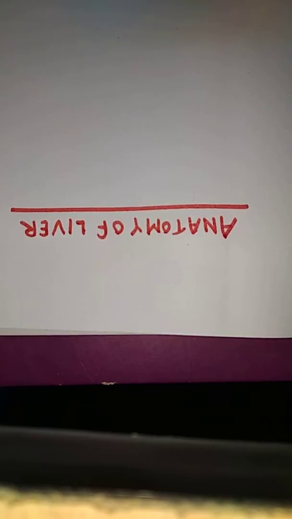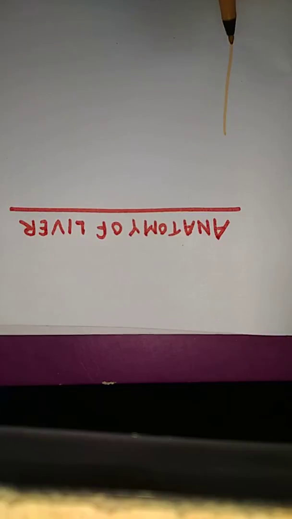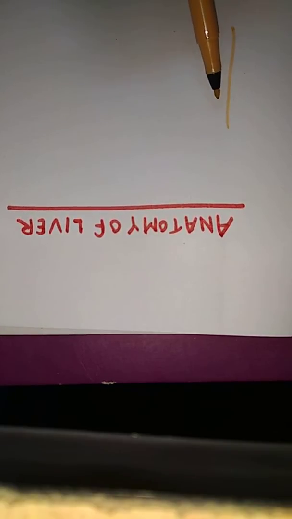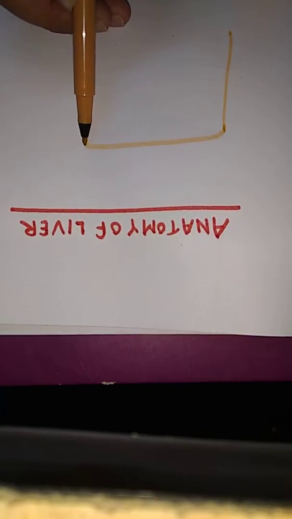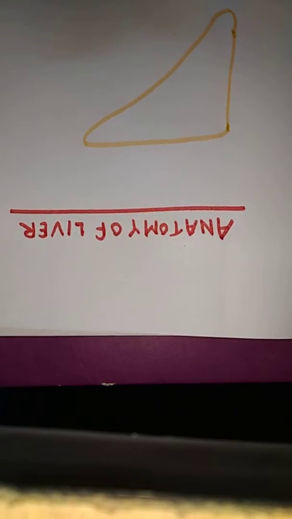Hello everyone. Today I am going to discuss the anatomy of the liver. We all know that the liver has a right lobe and a left lobe, and this liver lies on the right part of our abdomen, the right upper hypochondrium.